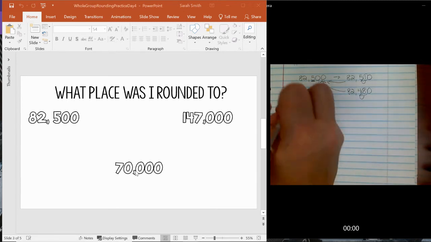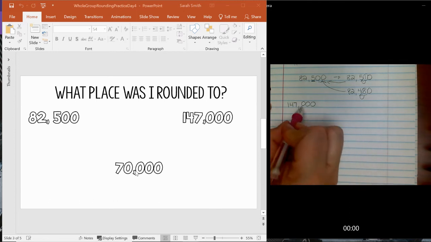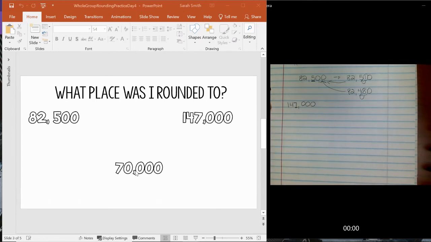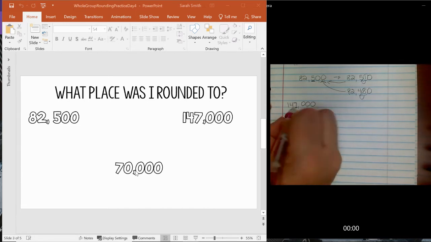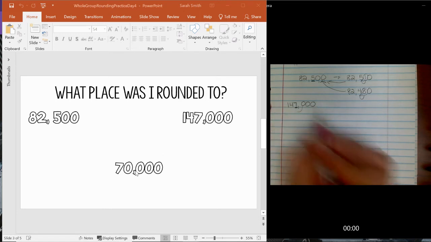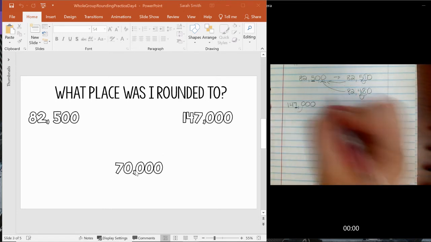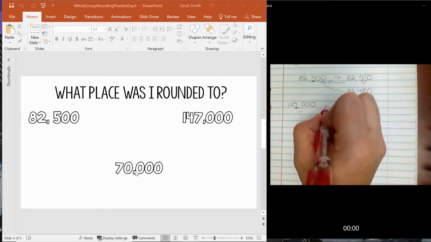All right, then the next one says 147,000. So we know the last digit. If it's asking what place was rounded to, it obviously has to be the thousands place, because that's the last place that has a digit in it. Okay, so it has to be the thousands place. So what place did I round to? I rounded to the thousands place.